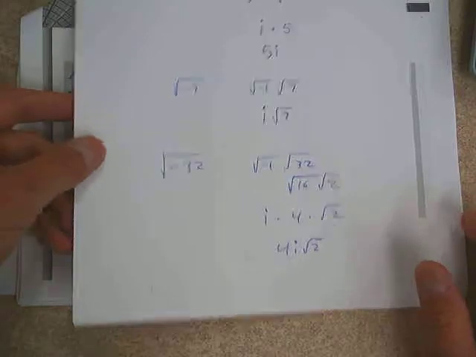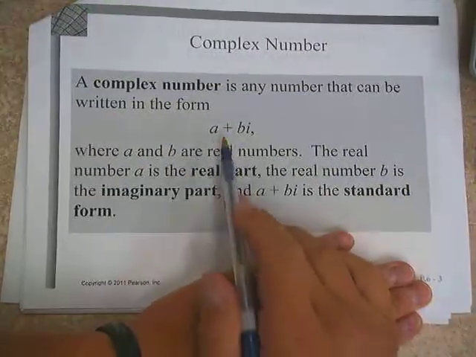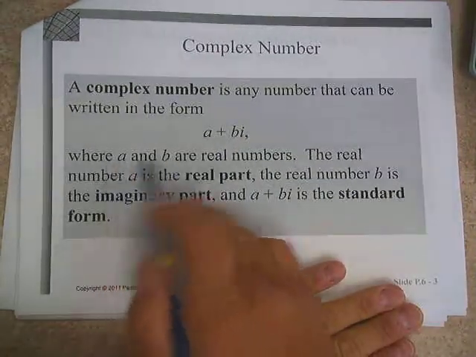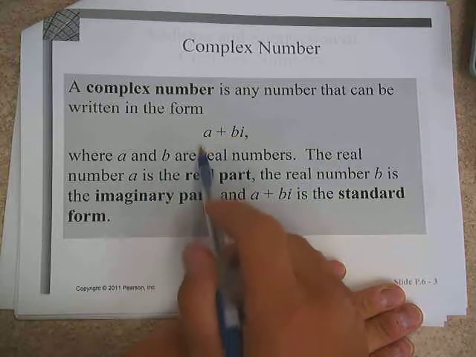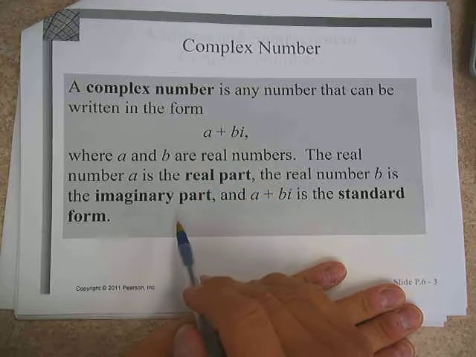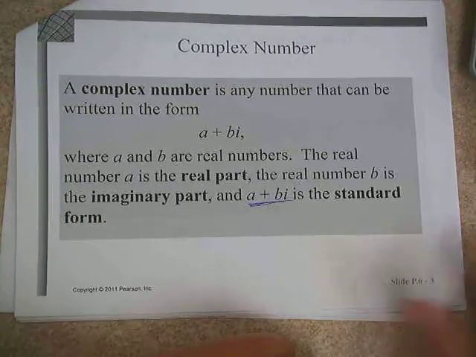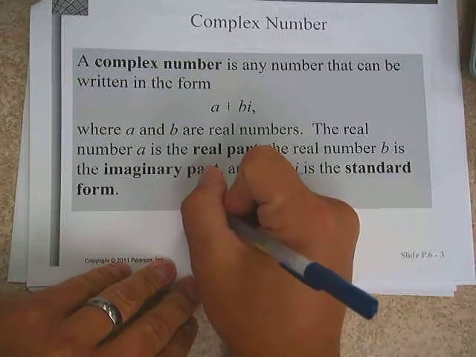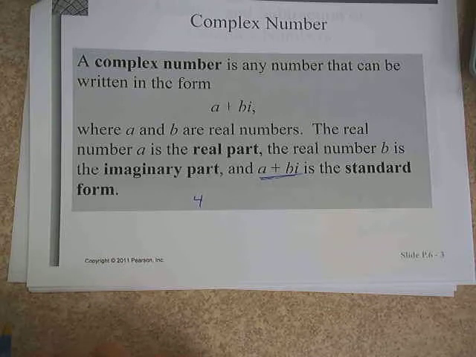All right, so let's get to this idea of having what we call a complex number. The definition of a complex number is anything that can be written in the form a plus bi. And a and b are real numbers, so these numbers are essentially like coefficients. The real number, the a part, is what we call the real part. And the b part is what we call the imaginary part, and this a plus bi is what we call standard form.